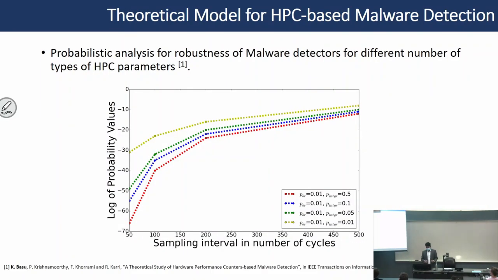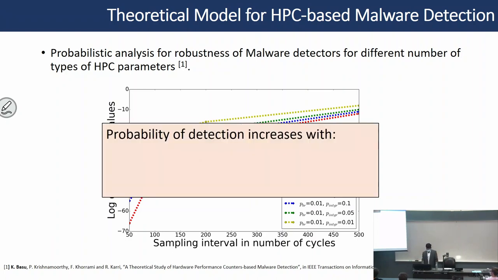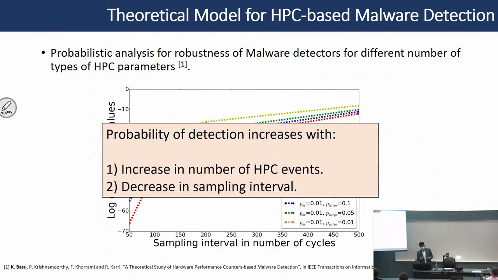So what we did first was develop a theoretical model for an HPC-based malware detector. Before this work, people were just doing empirical analysis. But is there a theoretical, formal basis to understand why this would work? So we developed a theoretical model, and we saw that the probability of malware detection increases with an increase in the number of HPC events.